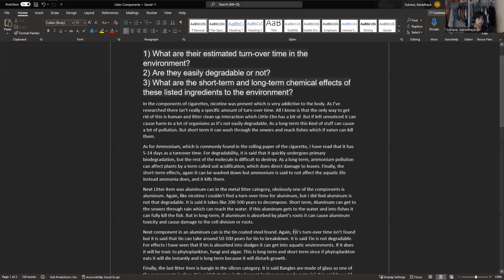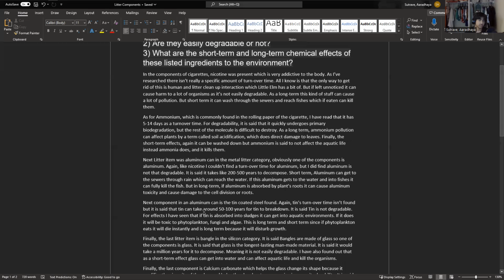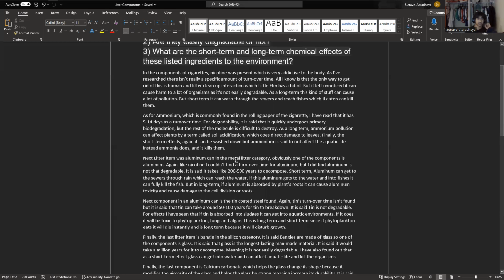The next litter item was an aluminum can in the metal litter category. Obviously, one of the components I found was aluminum. Again, like nicotine, I couldn't find a specific turnover time for aluminum, but I did find that aluminum is not that degradable. It is said it takes like 200 to 500 years to decompose. Short term, aluminum can get to sewers through rain, which can reach the water. Again, it can get into fishes and fully kill them. It can cut them open and cut them inside.